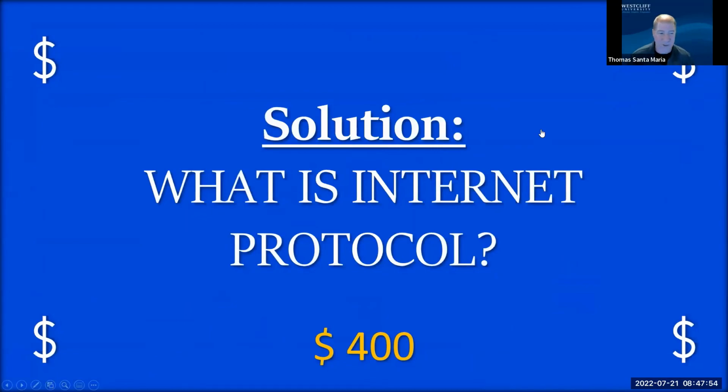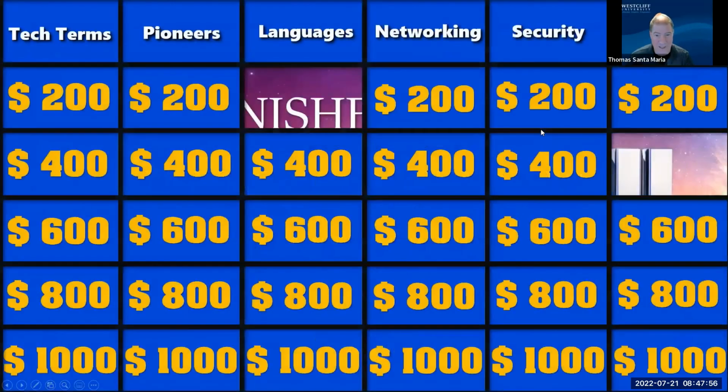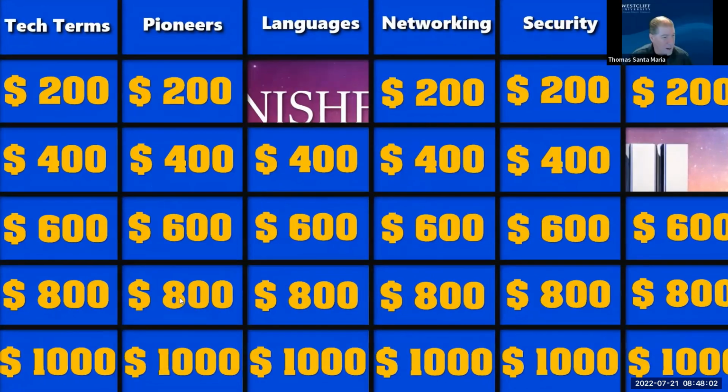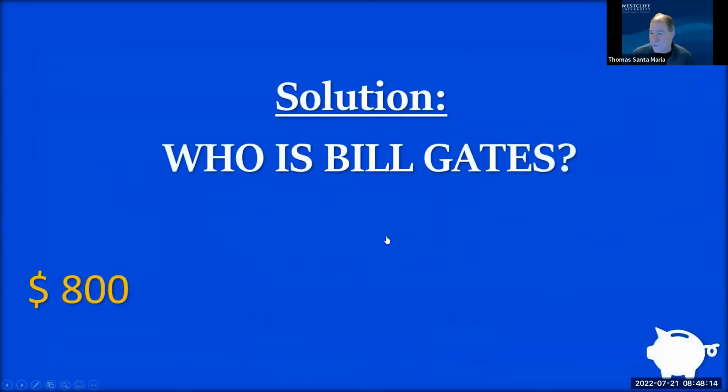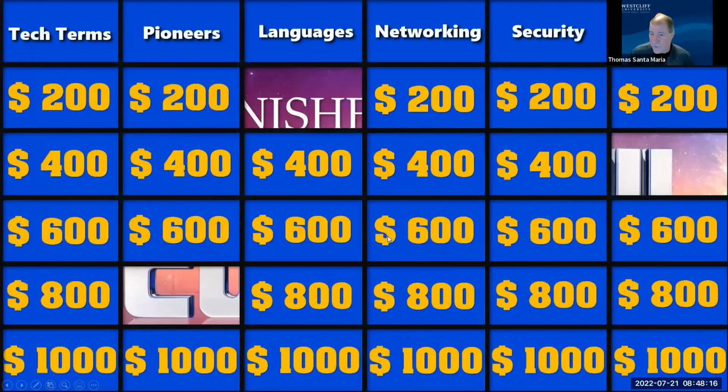Professor Lipo, pick the next clue. Pioneers for 800. Oh, that's an easy one. Microsoft? Uh-oh. Who is Bill Gates? That is correct. Professor Evelyn, you want to take a shot at one?